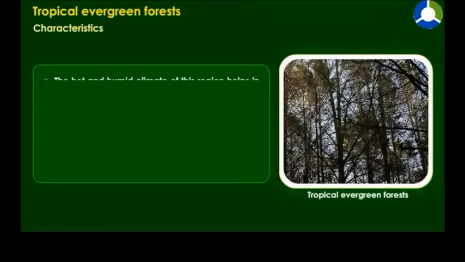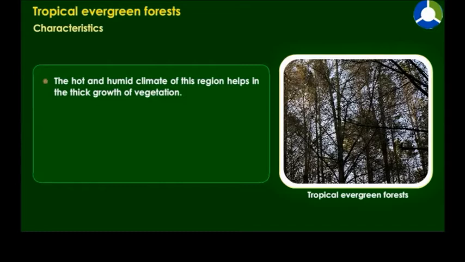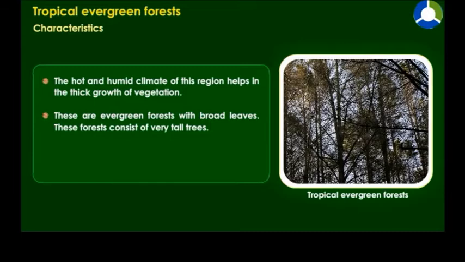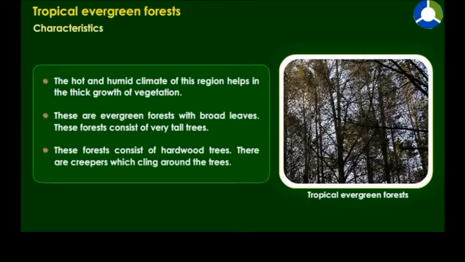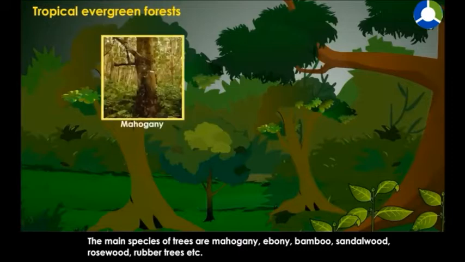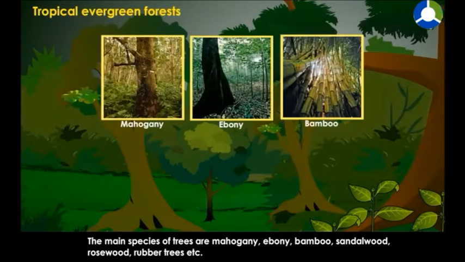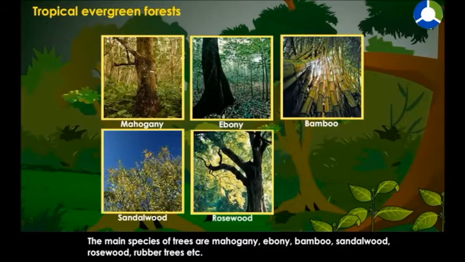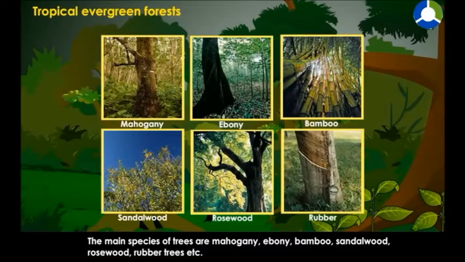Characteristics. The hot and humid climate of this region helps in the thick growth of vegetation. These are evergreen forests with broad leaves. These forests consist of very tall trees, and of hardwood trees. There are creepers which cling around the trees. The main species of trees are mahogany, ebony, bamboo, sandalwood, rosewood, rubber trees, etc.